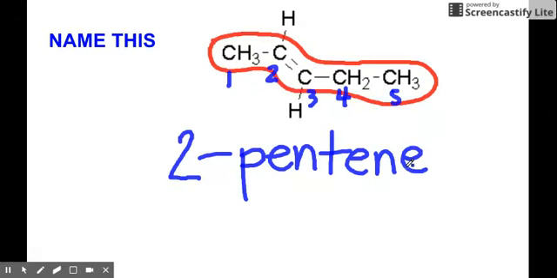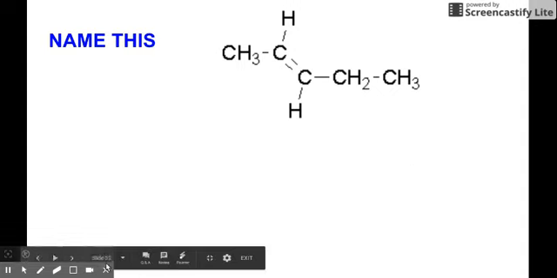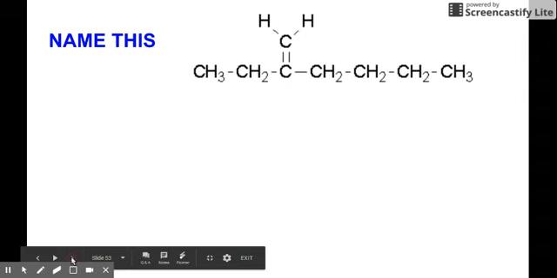Now I want you to write this down, put it in your notebook as additional examples so that you'll be able to review later on the basic steps of naming alkenes. Okay, so that's it. Let me proceed to the next example. The next example will show us something that will branch out.